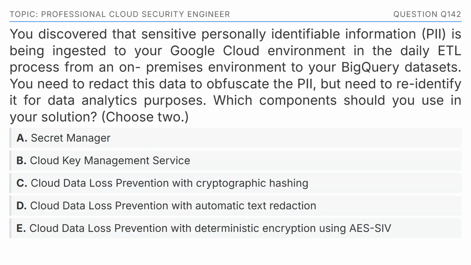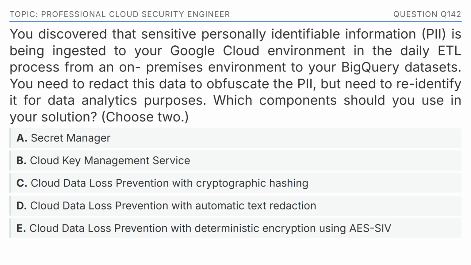You discovered that sensitive personally identifiable information, PII, is being ingested to your Google Cloud environment in the daily ETL process from an on-premises environment to your BigQuery datasets. You need to redact this data to obfuscate the PII, but need to re-identify it for data analytics purposes. Which components should you use in your solution?